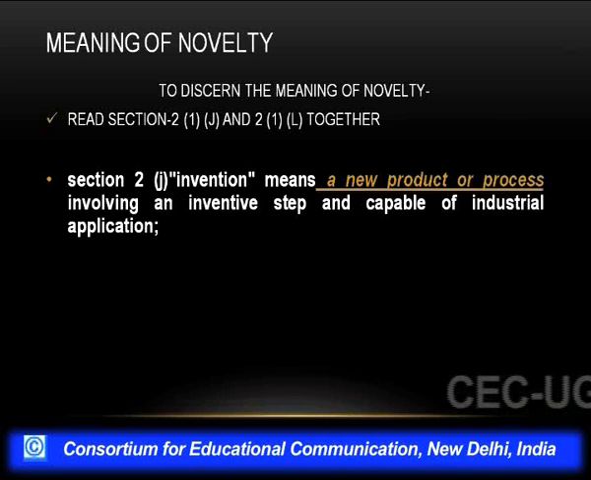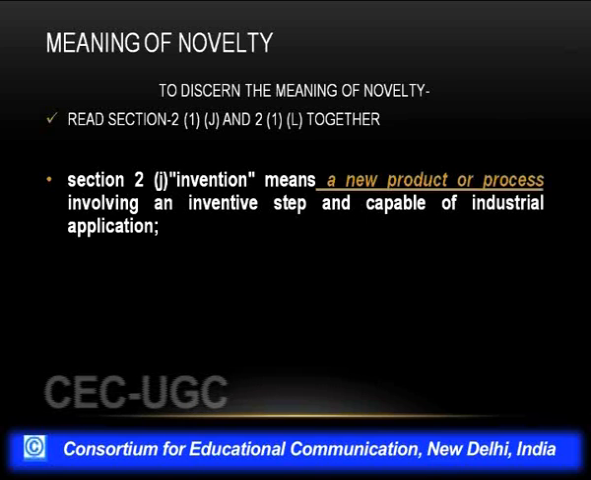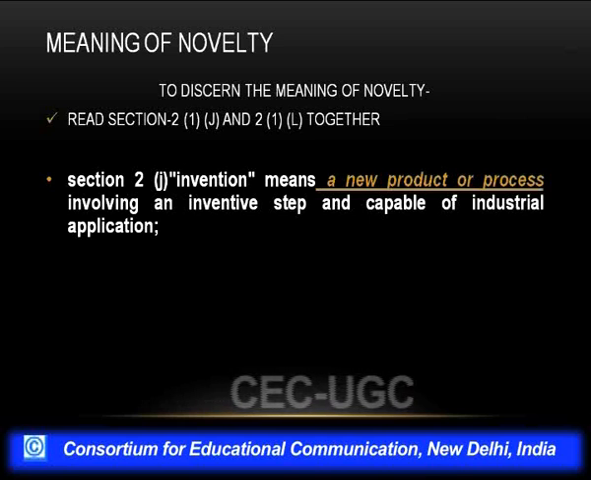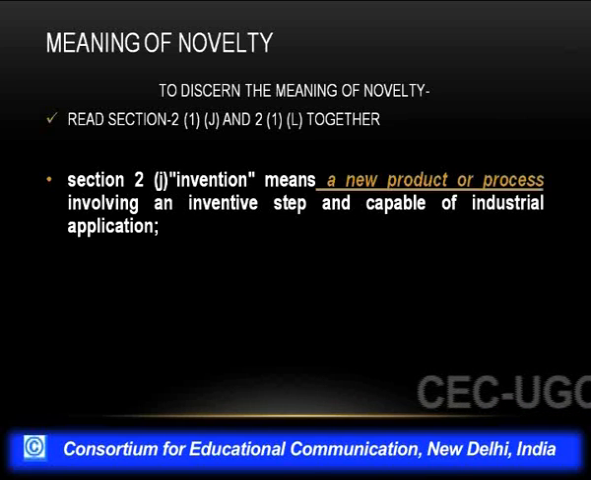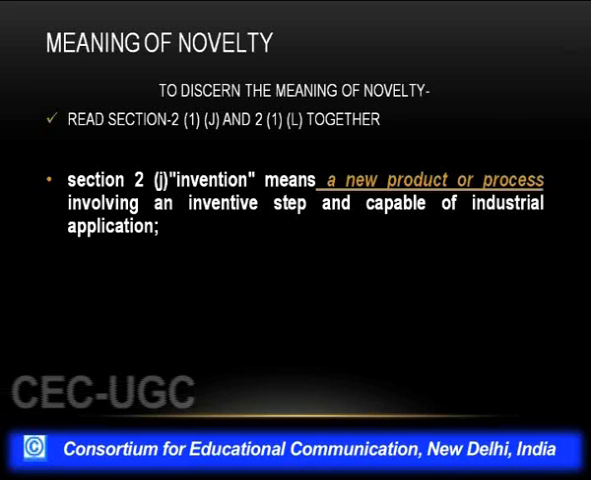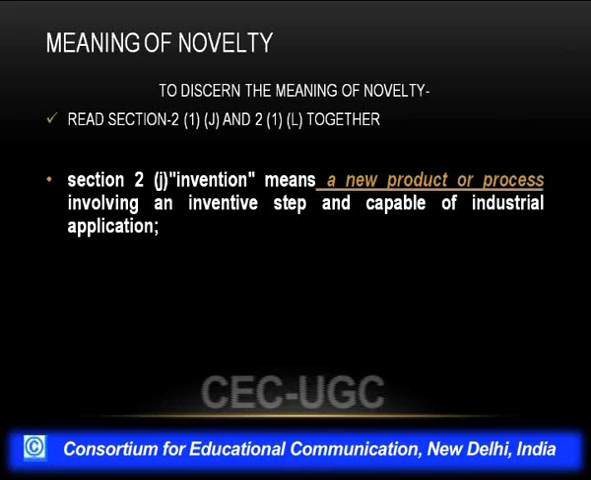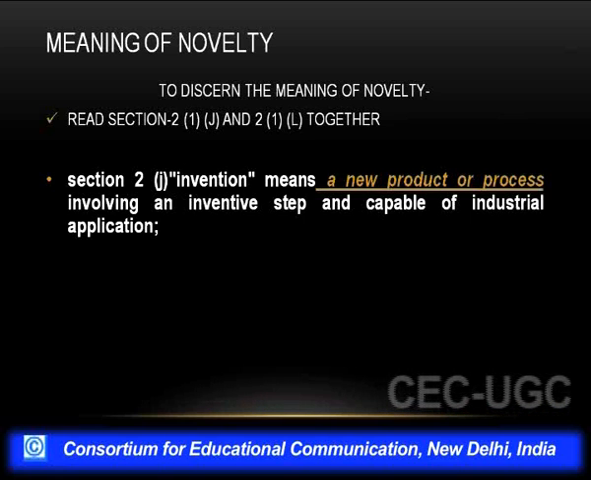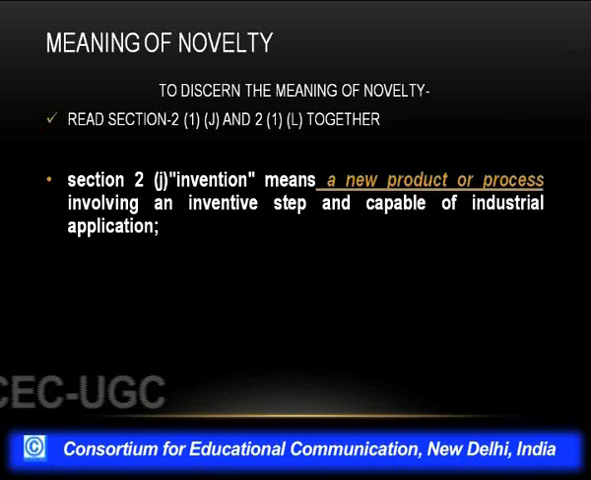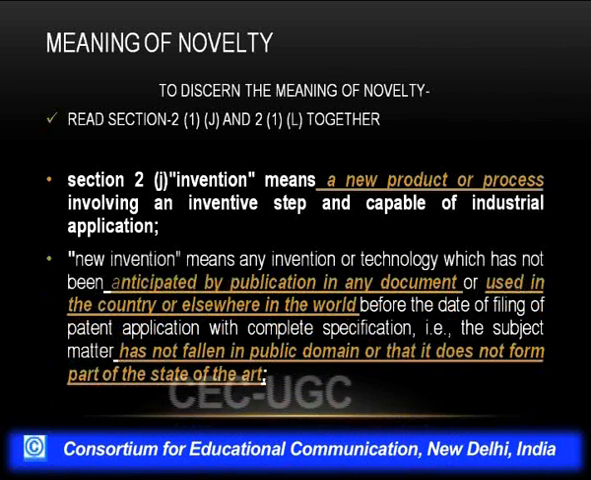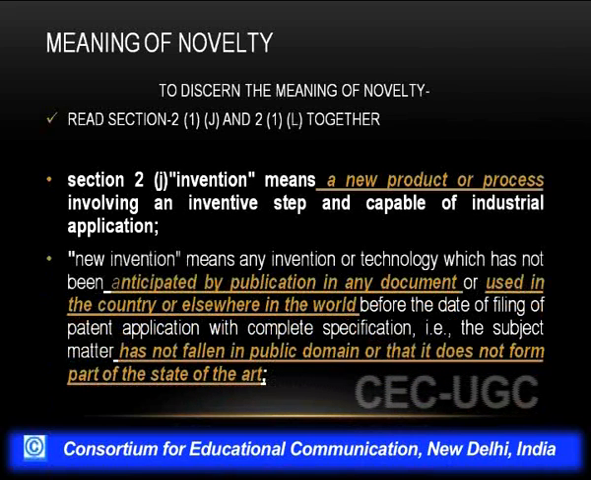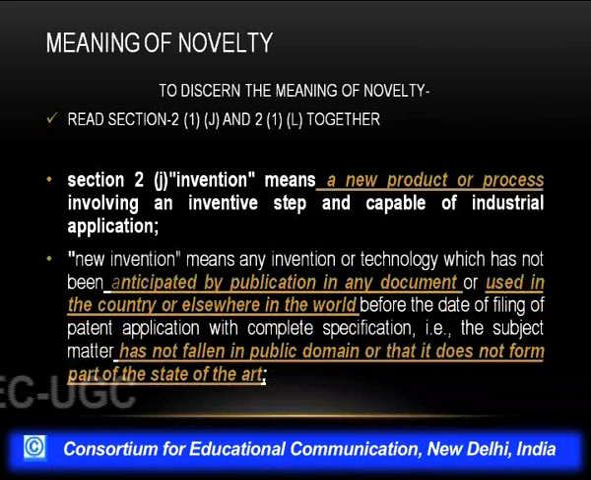It encompasses the requirement of novelty, but particularly this word new prefixed with the word product and process asks the person obtaining the patent on an invention to prove the newness involved in the work, to prove the novelty involved in the product or process, otherwise it cannot be given patent protection. The next thing to be seen is the meaning of the word new invention defined under 2(1)(l).